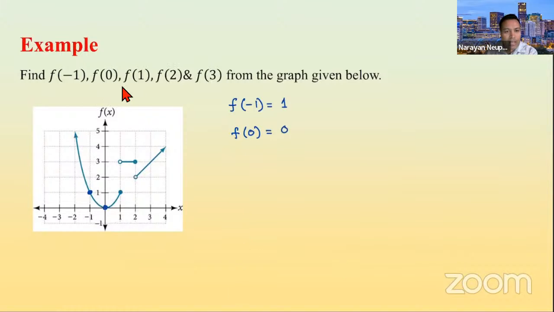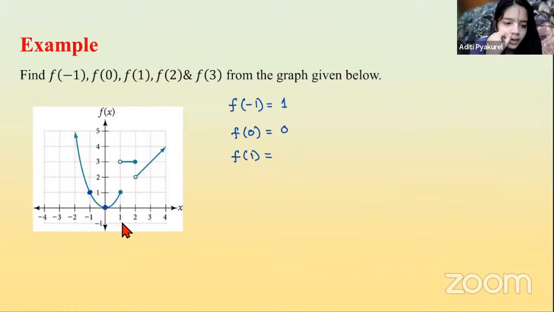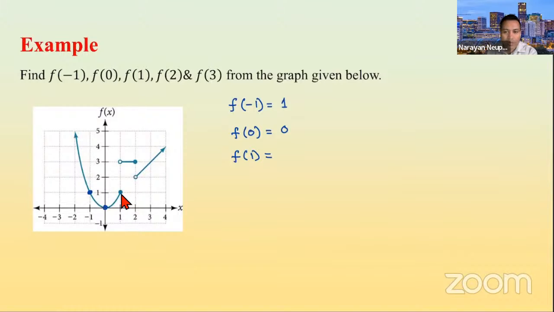Okay. Next one now, we have to find f of 1. We have to find the value of the function at 1. Let me check this with Aditi. Please unmute yourself and tell me, what is f of 1? That's 1. That's right. So when it's f of 1, the point on the graph is this one. That point is included, and the corresponding y value is 1. So yes, f of 1 is equal to 1. Thank you, Aditi.